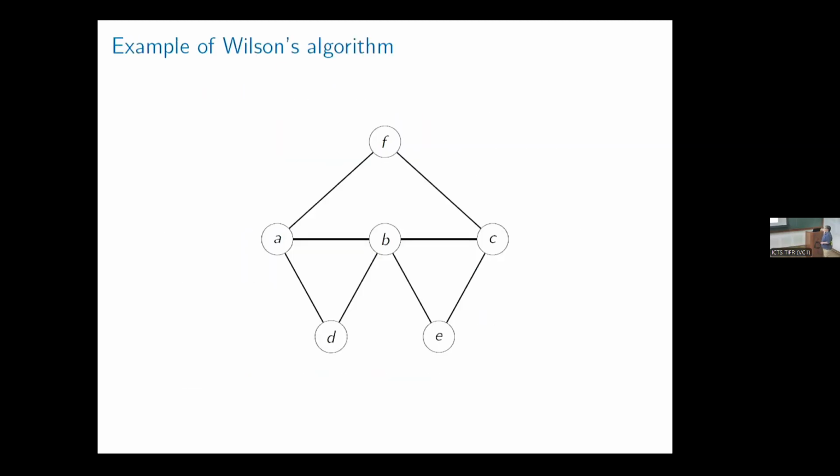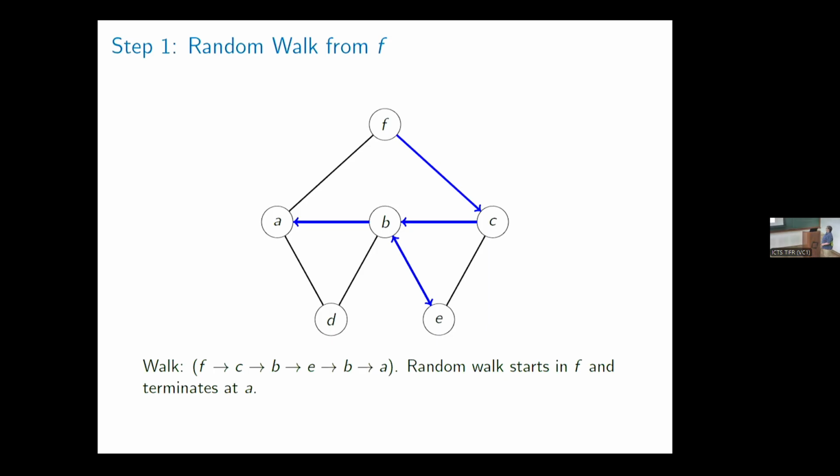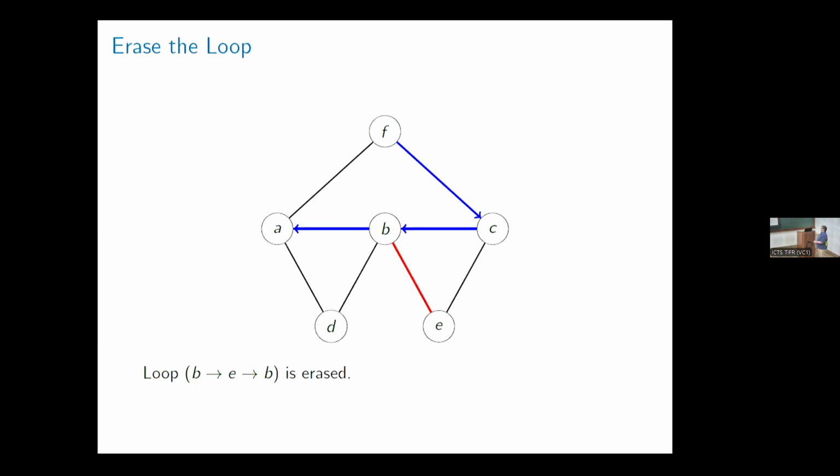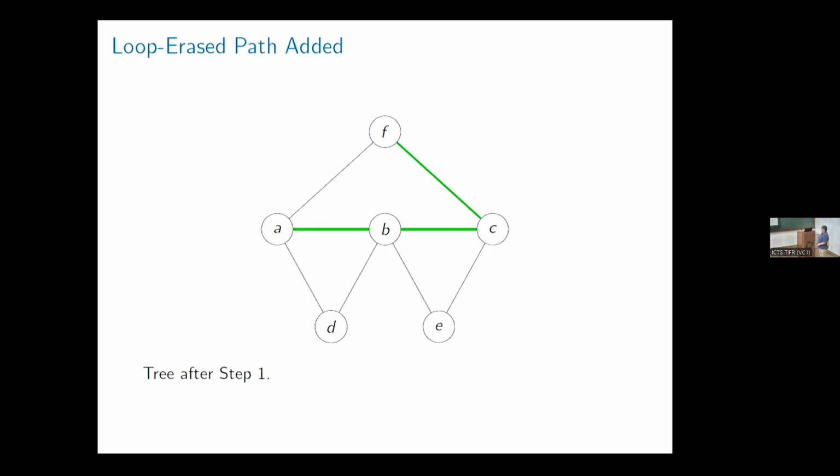Okay, so here's a very small example, which you saw already in January's talk. It's a graph with 6 vertices, and assume that your first walk goes from F to C to B, and then it has a loop via E, and then it goes to A. So what you would do, you would first of all take away this loop and keep just this loop erased path. And then this is how your first branch looks like.